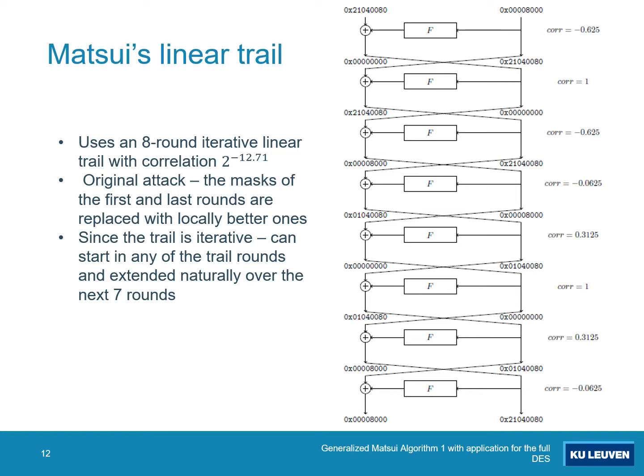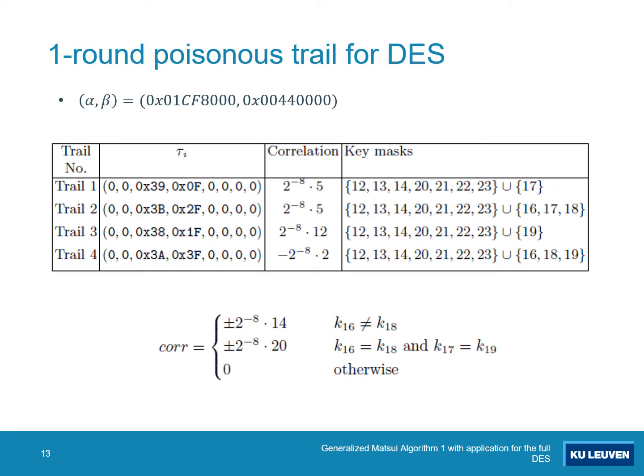Since the trail is iterative, we can start with any input mask and extend the trail naturally over the following 7 rounds. Note that we use such a twisted iterative linear trail in our work. In our research, we introduced a new 1-round poisonous linear trail for the f function of DES. The linear approximation has the input and the output masks, the ones presented on the slide.